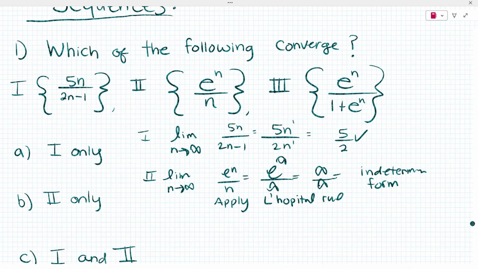On the numerator, what's the derivative of e to the n? It is e to the n. And on the bottom, what's the derivative of n to the 1? Just 1. Now let's try plugging in. e to the n over 1, and believe it or not, e raised to infinity is infinity. So this is not good.